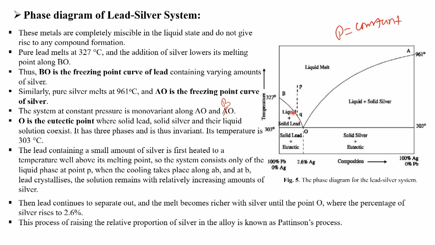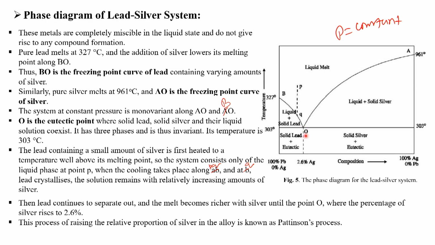Along PQ, at point Q, lead crystallizes, not B. The solution remains with a relatively increasing amount of silver, since lead crystallizes out, so we have more silver here. Then lead continues to separate out and the melt becomes richer in silver until the point O, where the percentage of silver rises to 2.6%. This process of raising the relative proportion of silver in the alloy is known as the Pattinson process.